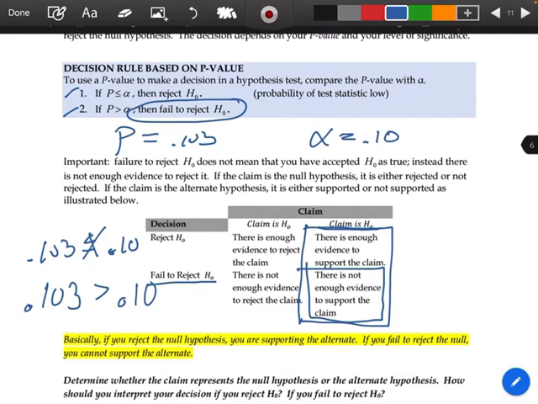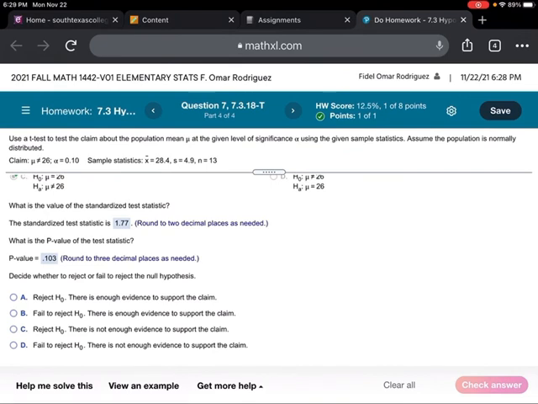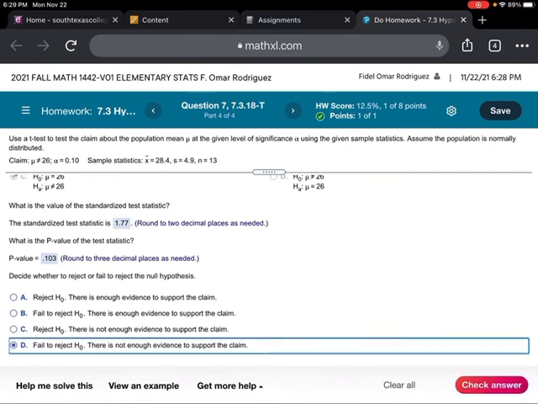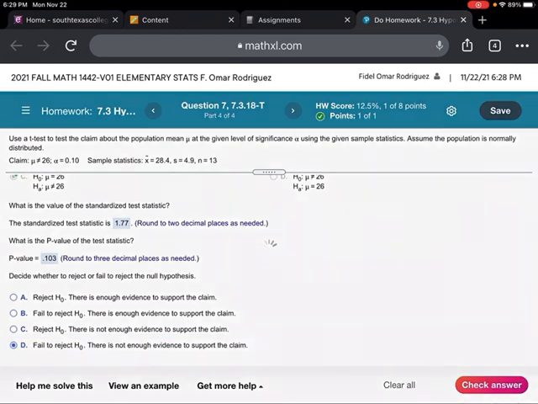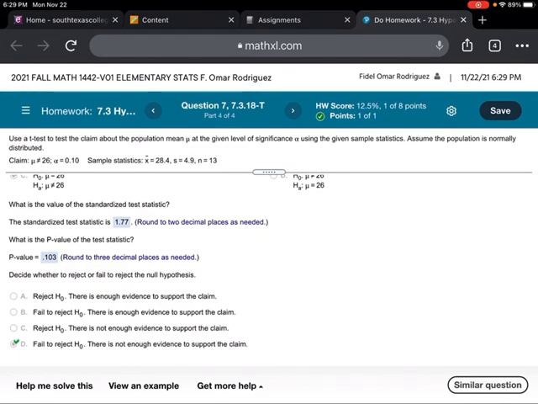So we're going to fail to reject because there is not enough evidence to support the claim. So I'm going to come back to my original problem, and I'm going to say I'm going to fail to reject because there is not enough evidence to support the claim, choice D. I'm going to check it, and we got it.